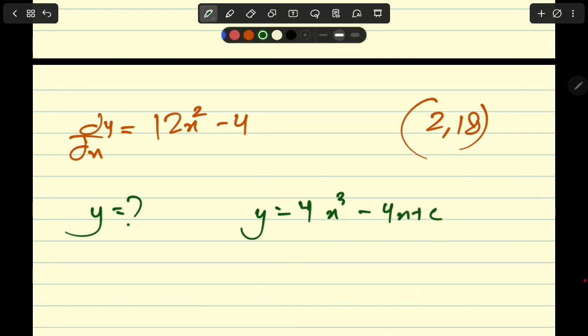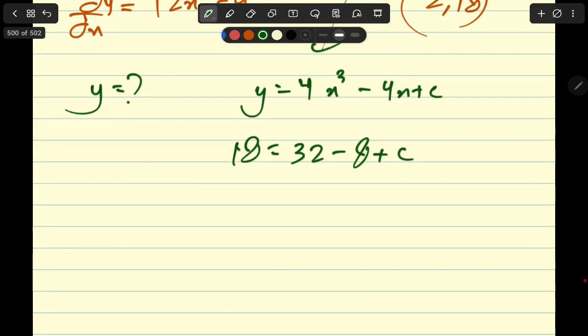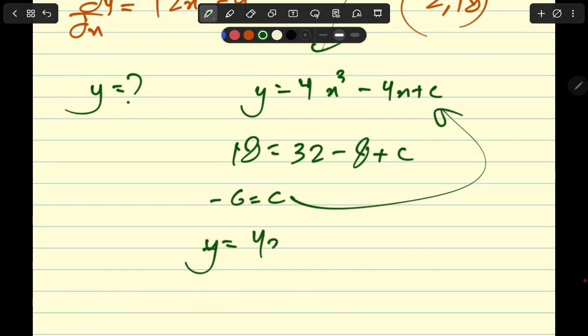So this becomes 4x cube. Now you put this in the original function. So 18 is going to be equal to 32 minus 8 plus c. 18 is equal to 24 plus c. So minus 6 is equal to c. Put this in here. So y is going to be equal to 4x cube minus 4x minus 6.